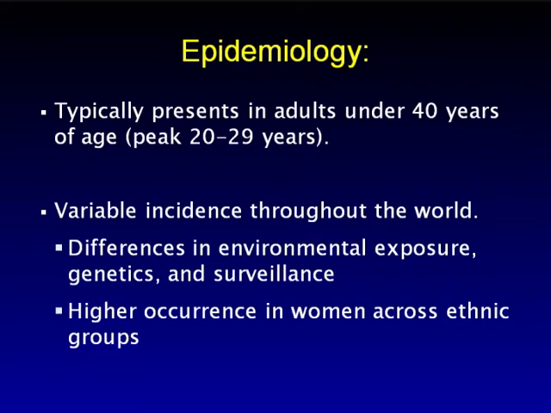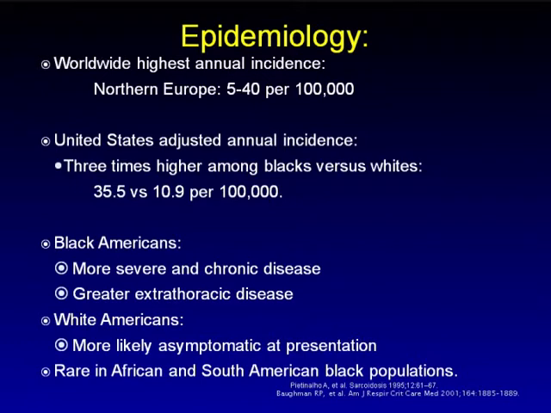So usually patients present when they're in their 20s, young adults. There's a variable incidence throughout the world, and it's seen more commonly in women than in men across ethnic groups. So the highest annual worldwide incidence is in Northern Europe, but here in the US, Black Americans are 3 times more likely than white Americans to be afflicted with sarcoidosis. Black Americans are more likely to have severe or chronic disease or extrathoracic disease, and white Americans are more likely to have asymptomatic disease.